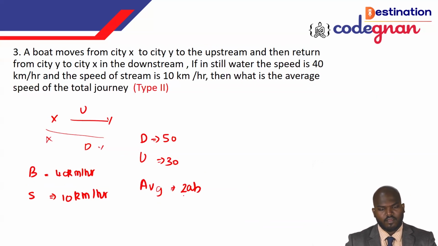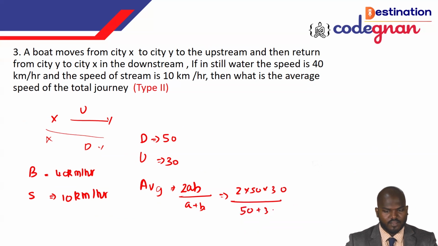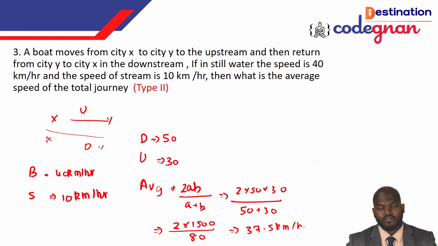That is 2ab by a plus b. If you apply that, 2 times 50 times 30 by 50 plus 30, it will give you 2 times 1500 by 80. Let's think it as 37.5 kilometer per hour. So this is the valuable answer you can call here. So make sure you copy down this one, guys.